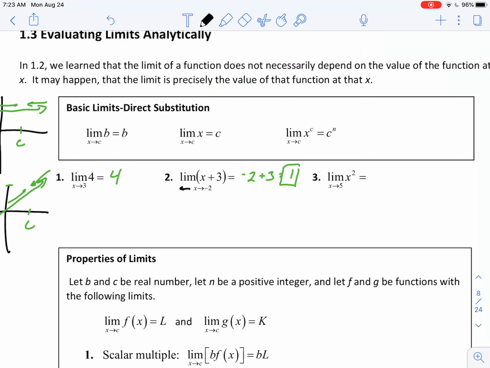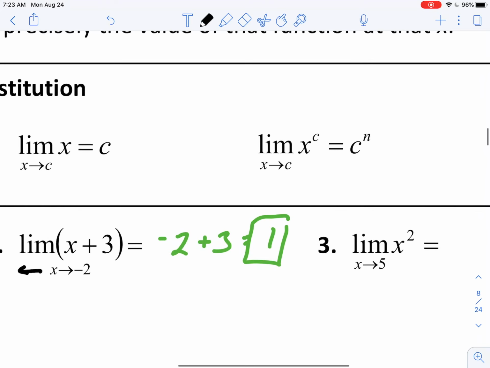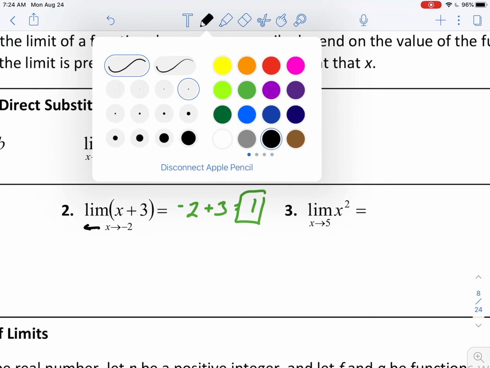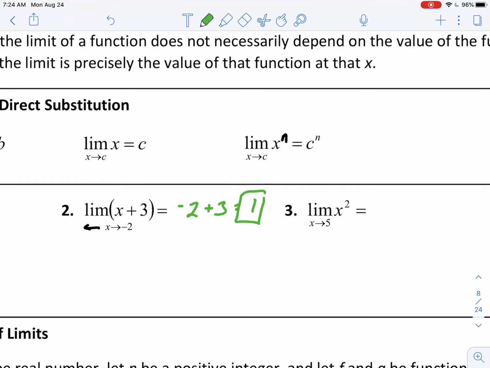Third one, the limit as x approaches c of, oops, I have a little typo here. This should be x to the n power equals c to the n power. Again, for power functions, you could just do direct substitution, which means for my third example, the limit as x approaches 5 of x squared is simply 5 squared, which is 25. So nice and easy, basic direct substitution.